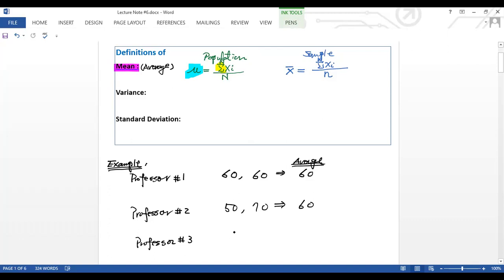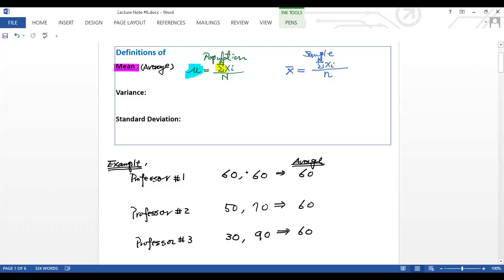Now let's take a look at professor number 3 here, right? Professor number 3 has a very extremely different teaching method. Professor number 3 gives the test to these 2 students, and they got 30 and 90. This is 60 also, right?